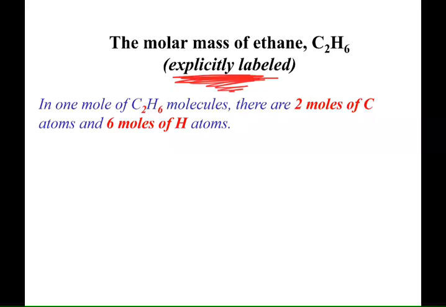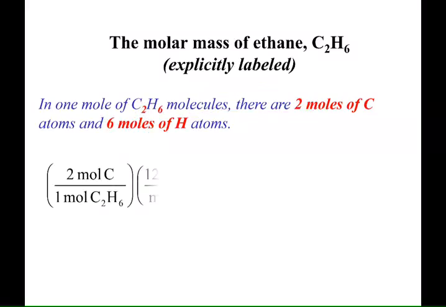So if we consider 1 mole of C2H6 molecules, we have 2 moles of carbon atoms in that 1 mole of those molecules, and we have 6 moles of hydrogen atoms. Can you see where this 2 came from, the subscript, and this 6 came from the subscript. So with that in mind, we can come up with a molar mass like this.